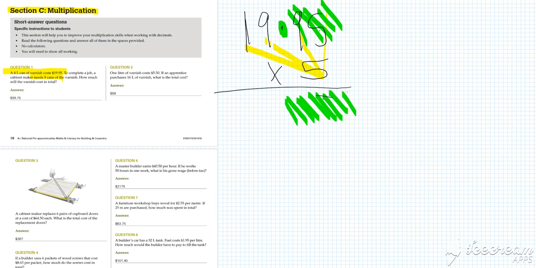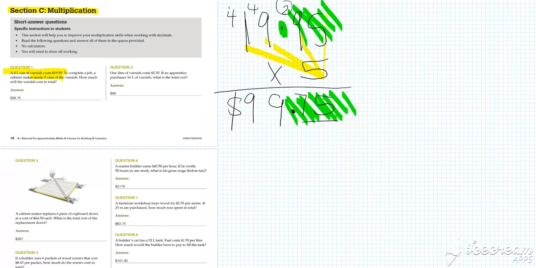5 times 5 is 25. Carrying it over. 5 times 9 is 45. Adding the 2 is 47. Carrying it over. 5 times 9 is 45. Add the 4 is a 49. Carry it over. 5 times 1 is 5. Plus the 4 is 9. We had 2 numbers behind. I have 2 numbers behind. I put my dollar sign in because it was money.